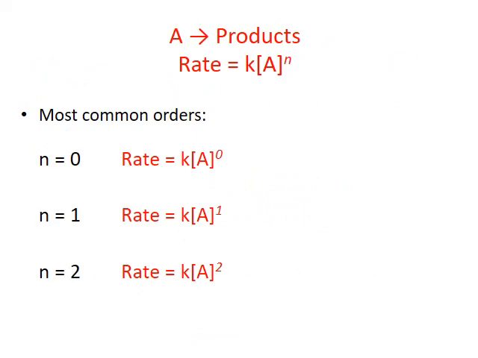The most common exponents or orders found in rate laws are the whole numbers 0, 1, and 2. So if we're dealing with a general reaction that has a single reactant, A, then a rate law of k times the concentration of that reactant A raised to the 0 power is considered zero order with respect to A. If the concentration of A is raised to the first power, to the exponent 1, it's first order with respect to A. And if it's raised to the exponent 2, then it's second order with respect to A.